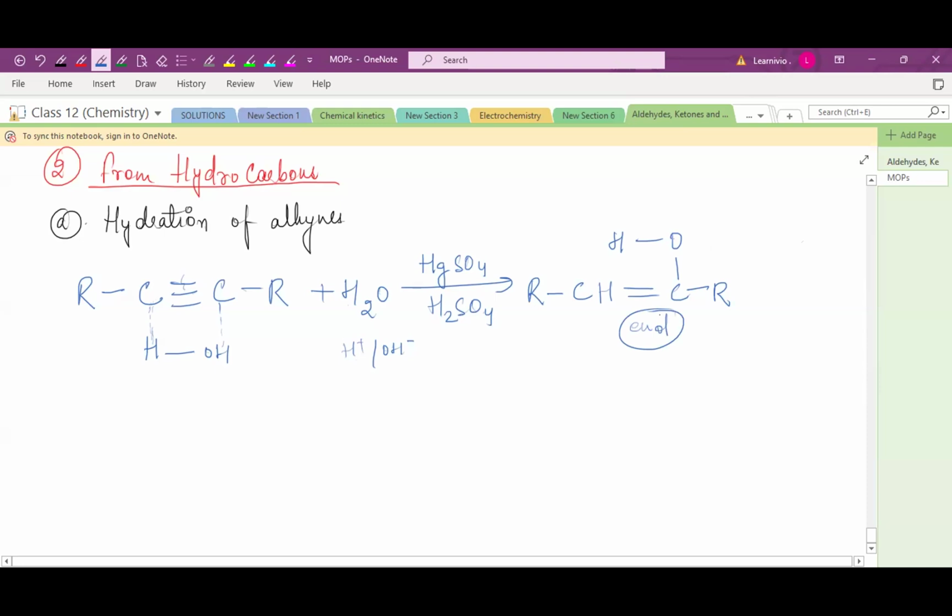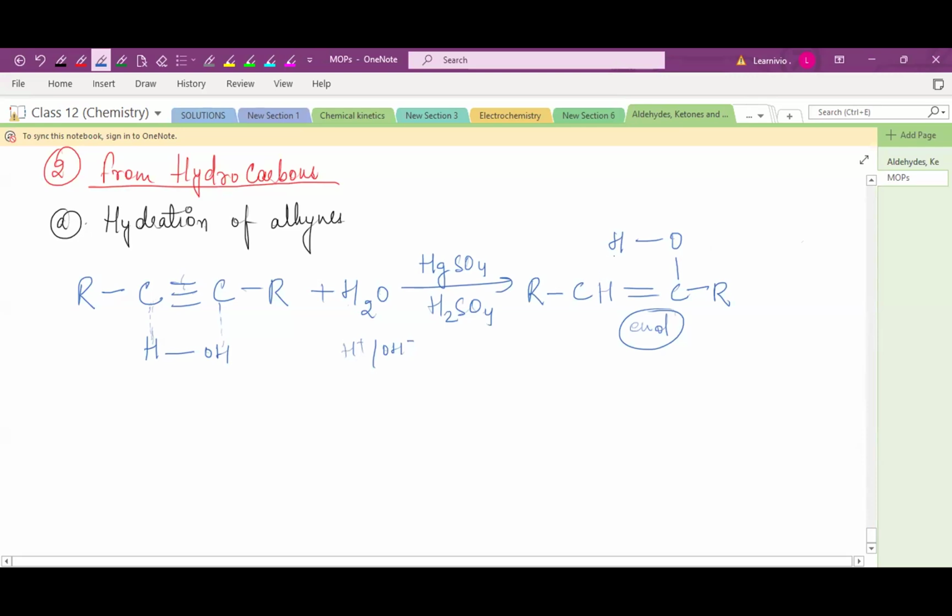So enol will rapidly convert to the ketone group. It is known as keto-enol tautomerism. Tautomerism is a dynamic equilibrium between two structures, two isomers, which quickly interconvert through a rapid, reversible process. Basically it is migration of a proton. What happens over here? You can see, this is an ene and this is an ol. This is known as the enol group.